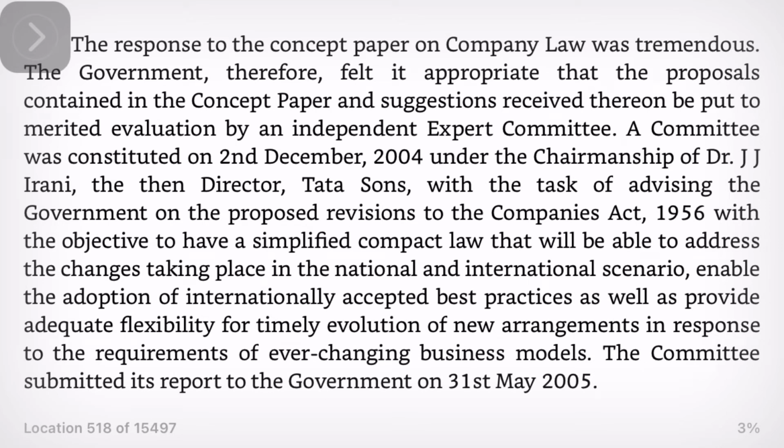The response to the concept paper on company law was tremendous. The government, therefore, felt it appropriate that the proposals contained in the concept paper and suggestions received thereon be put to merit evaluation by an independent expert committee.